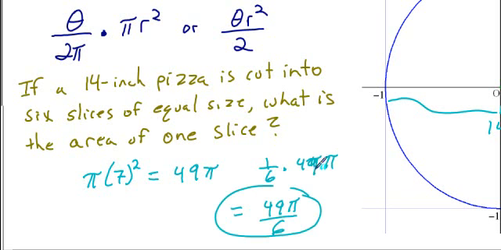So what I did with this is I found the area of the entire pizza, and I multiplied it by the proportion that the slice, or the sector, occupies.